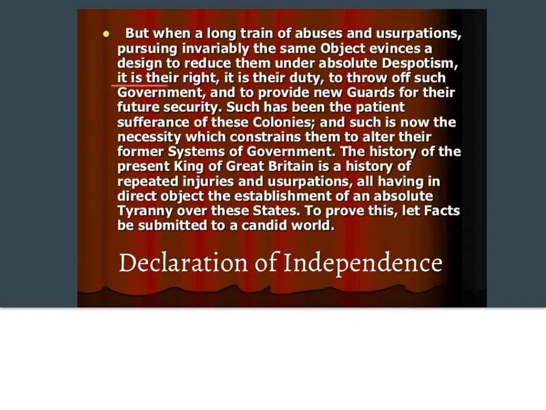It is their right, it is their duty to throw off such government and to provide new guards for their future security. So if the government is infringing upon your rights, it is the role of the citizens to overthrow that government. The government should be protecting citizens' rights, not infringing on citizens' rights. And this is one of the foundations of our American government.